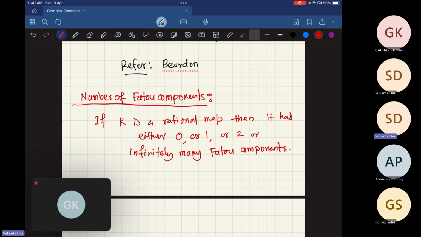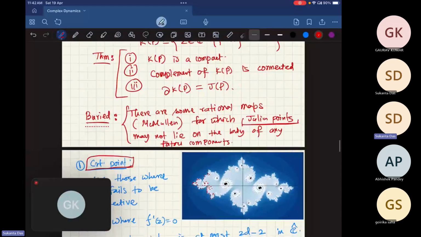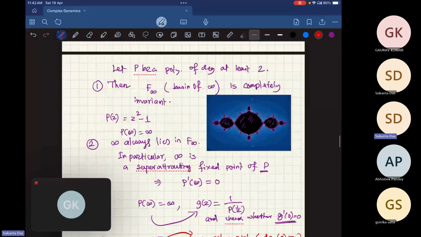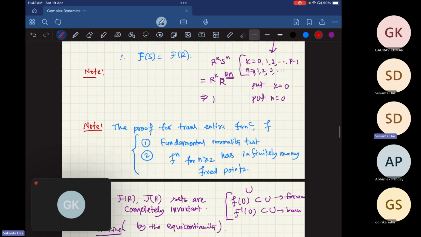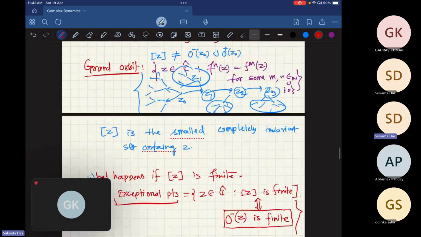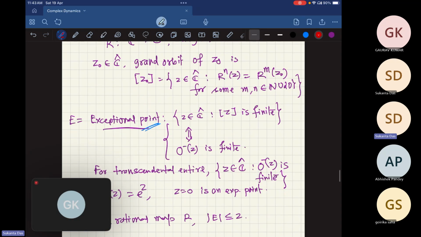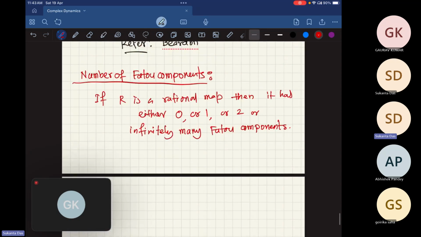For the infinitely many case, we have seen that example of the Cantor set. Maybe I can show it here again, for this function. See the Fatou set. For this case, the Fatou set has exactly one component, which is the basin of attraction of infinity. And for this case also, it has 2 components, the interior and the exterior. And the one Fatou component case is also known to us, because in that case the Fatou set can be taken to be all of C hat. And the 0 case is also known, because when the Julia set is completely C hat, then you will not have any Fatou component. These are very easy to check. Okay, so this is the number of Fatou components.